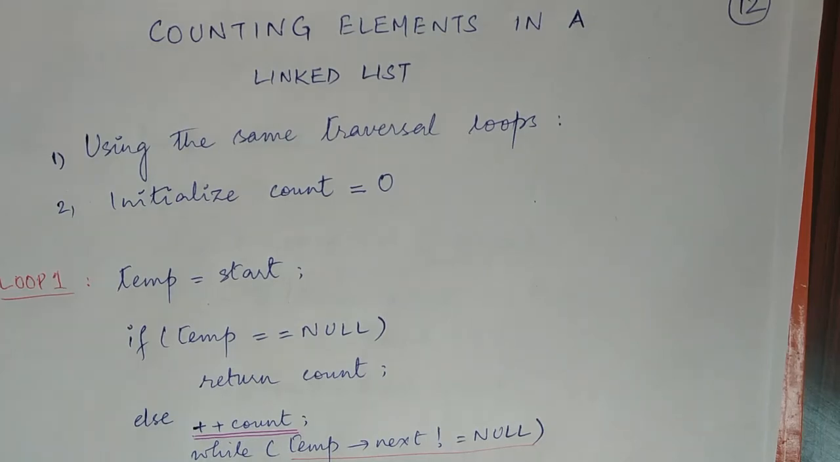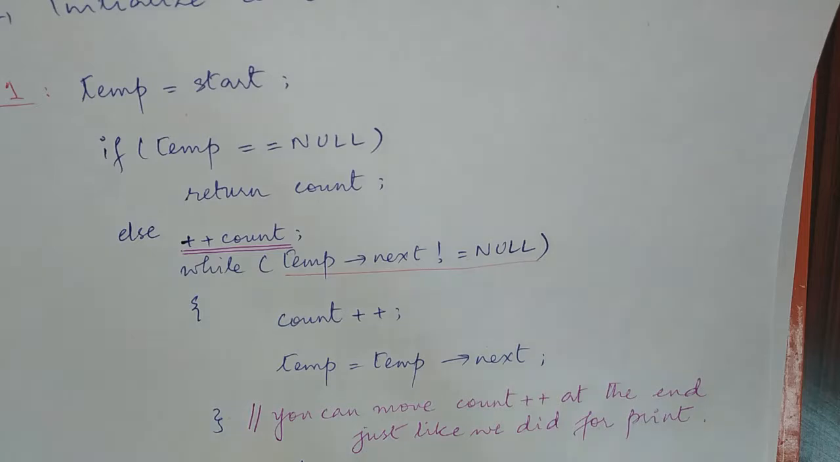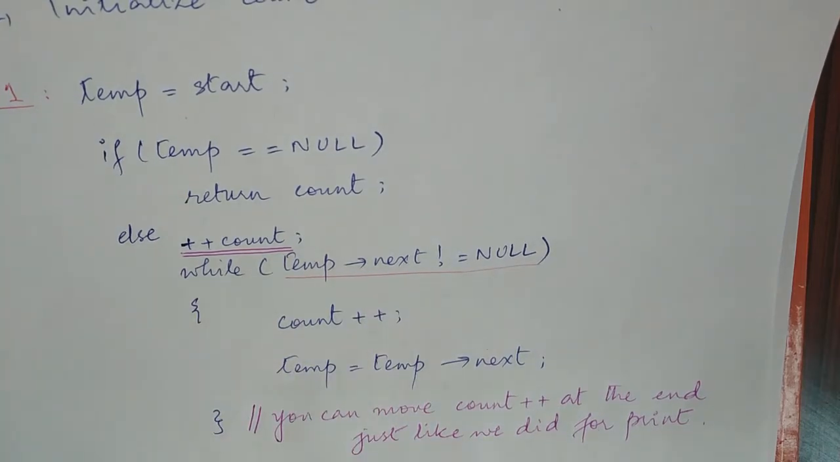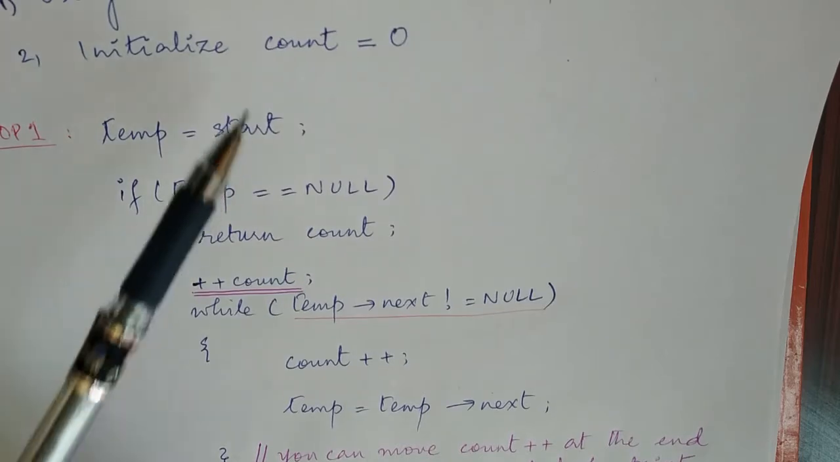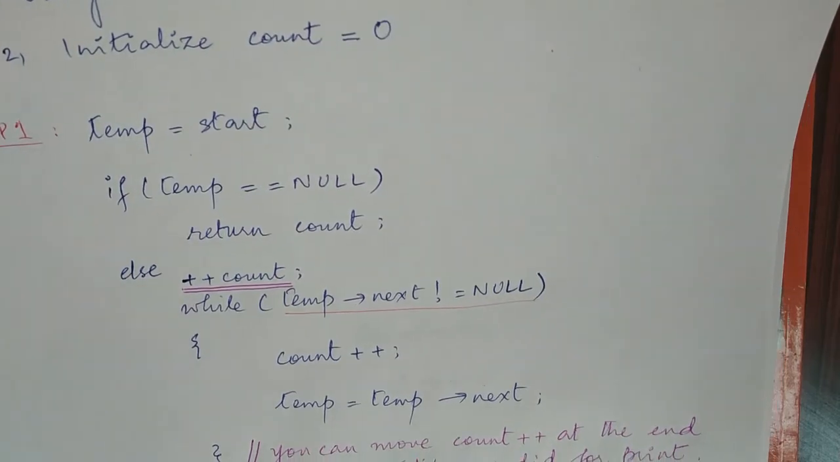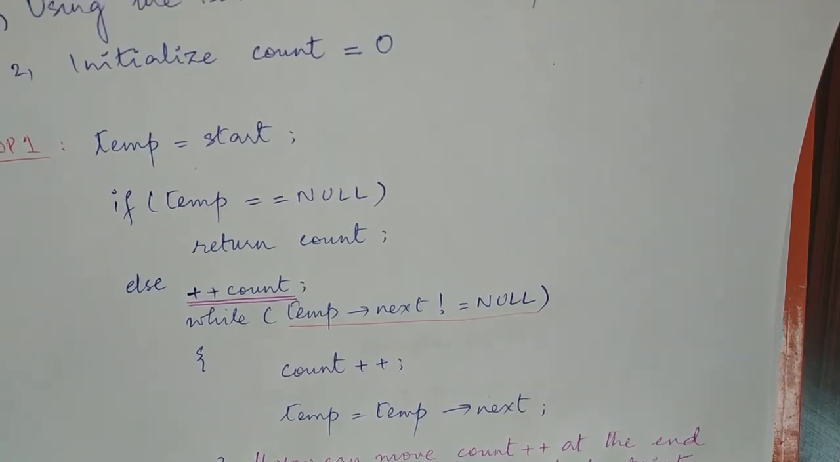Okay, so again, we can implement this counting elements in two ways based on the two types of loop that we have created for traversal. The loops differ with respect to their conditions, this condition. So what we do, we first initialize count equal to 0 because we are going to count the elements. Initially our count variable is 0. We initialize temp to start.